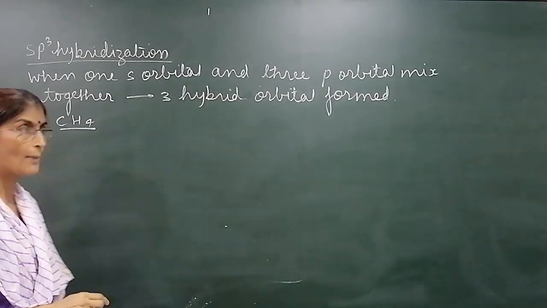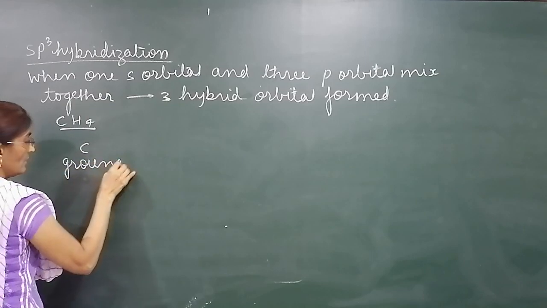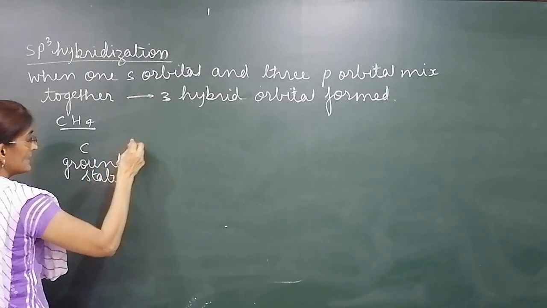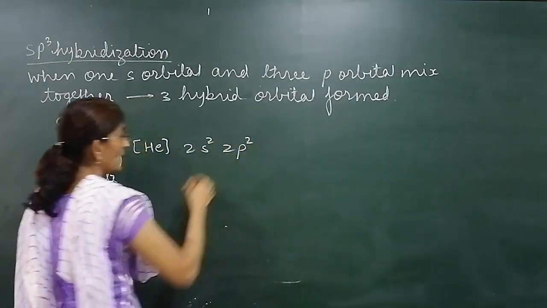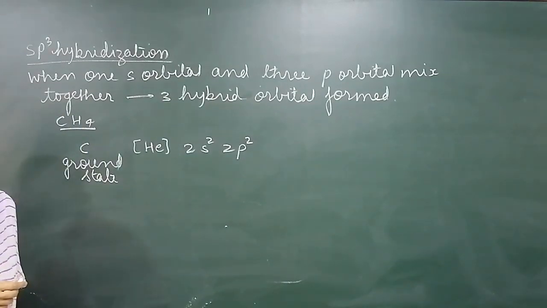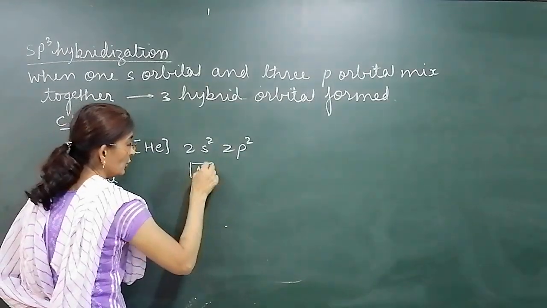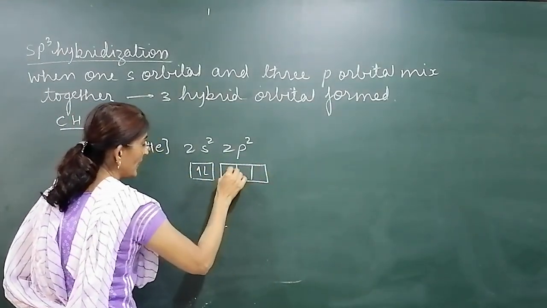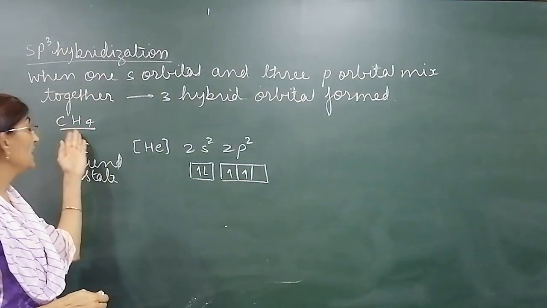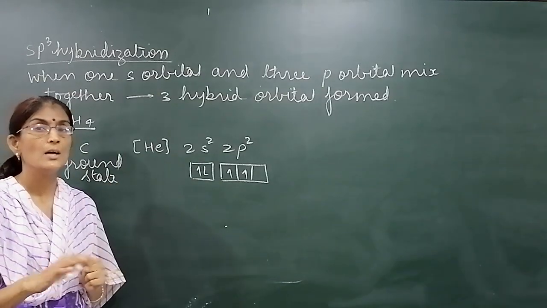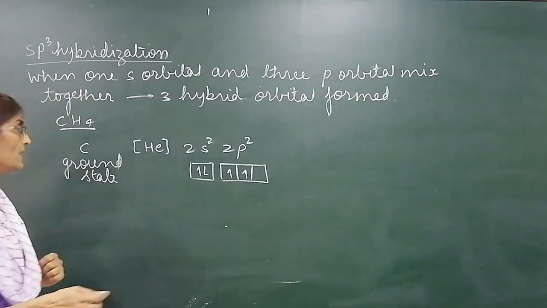The central atom is carbon. Its electronic configuration in the ground state, which is a stable state, is helium 2s2 2p2. There are 2 electrons in the 2s orbital, and the other 2 electrons in the 2p orbitals. Now if we look at the electronic configuration, we can find that there are 2 unpaired electrons in the 2p orbital. But in methane, there are 4 covalent bonds between carbon and hydrogen. So there must be 4 unpaired electrons.